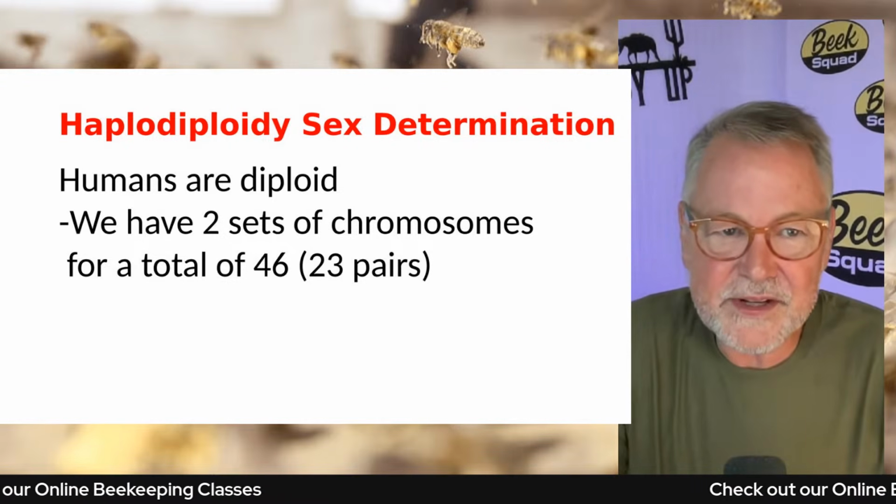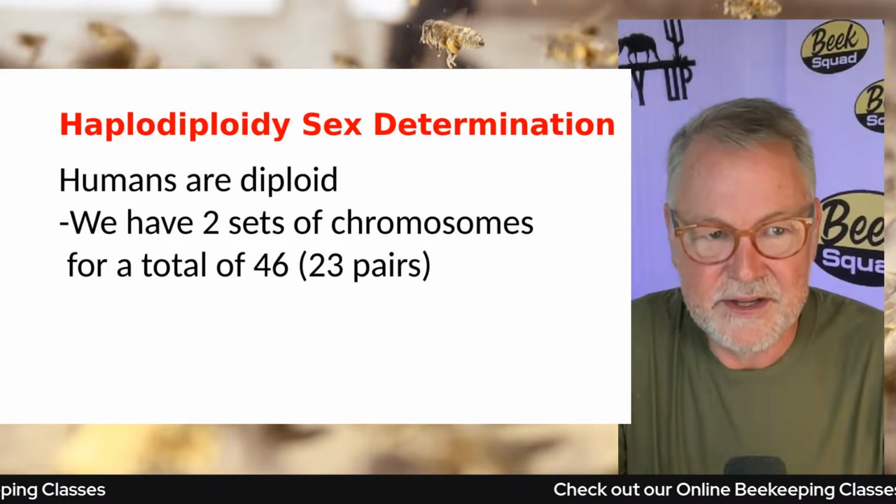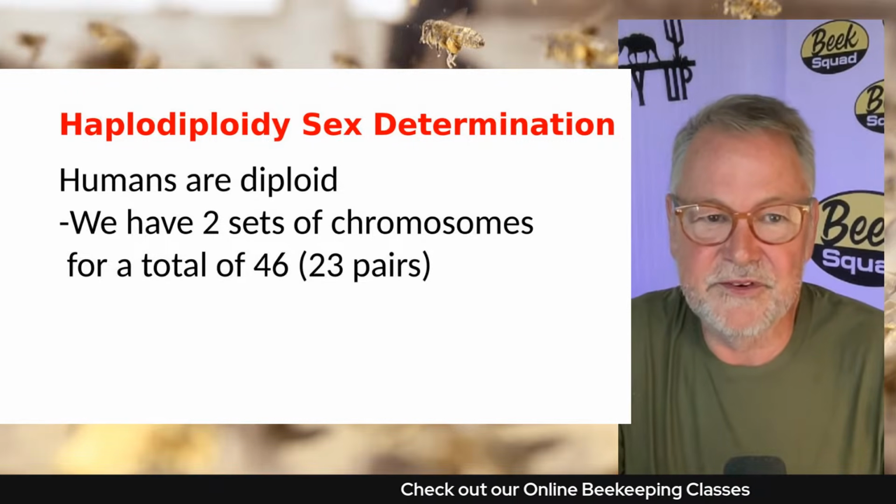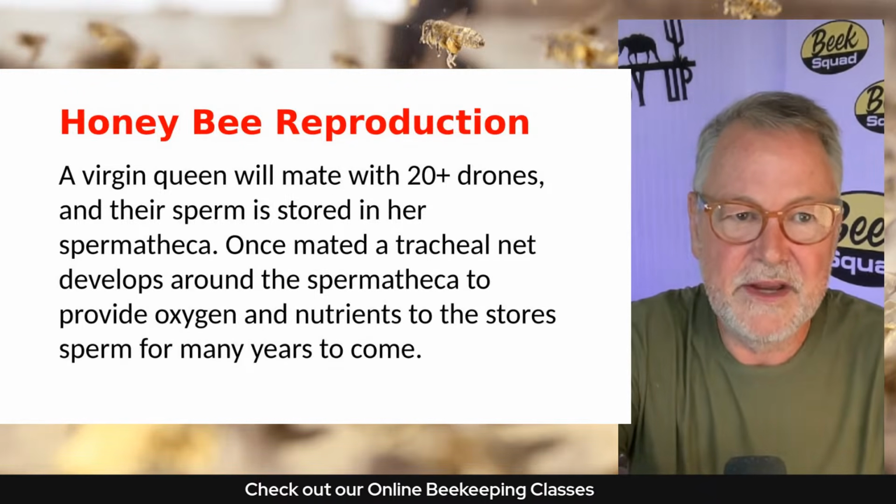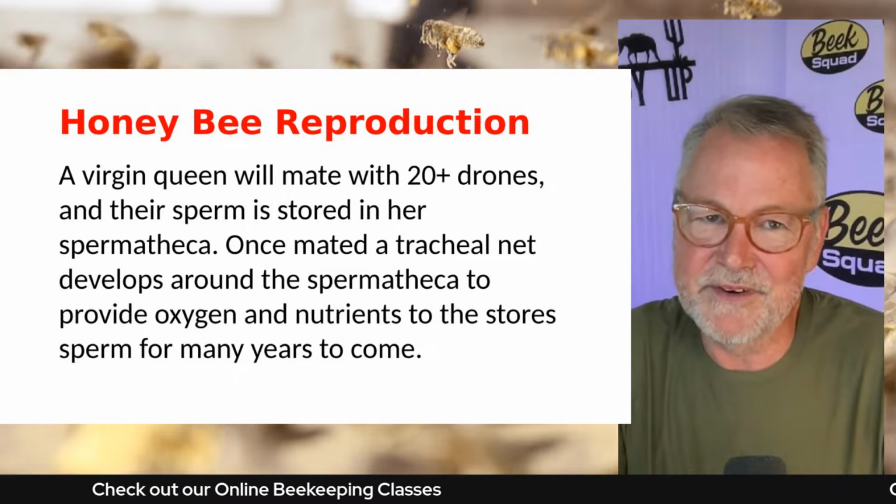So we basically have 2 sets of chromosomes, right? We have a total of 46, or 23 pairs. But with honeybees, it's different.